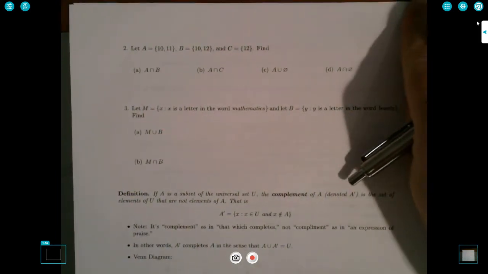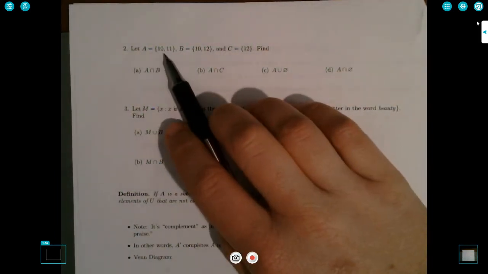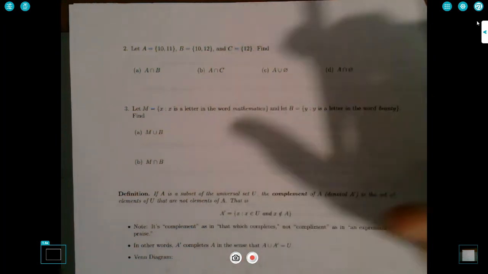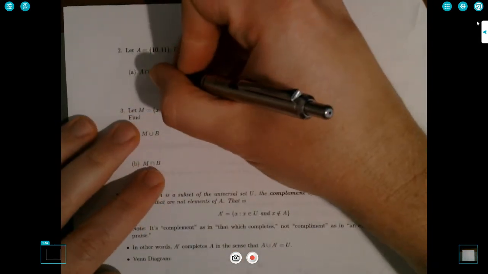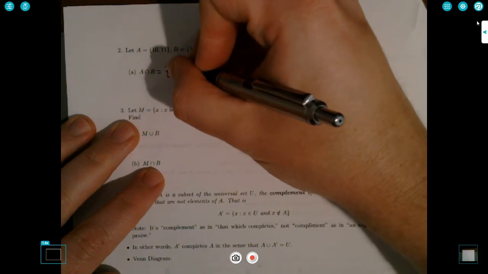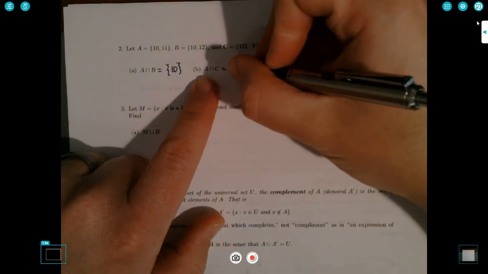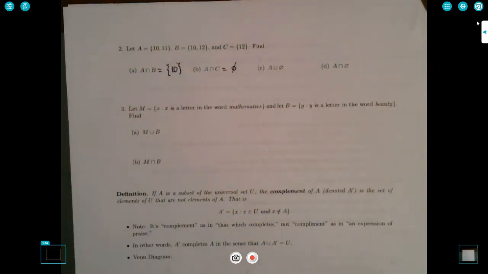Here's some more. We've got A is 10, 11, B is 10, 12, and C is 12. Let's find A intersect B. A intersect B is what they have in common. So in this case, just 10. Part B asks for A intersect C. Well, A is 10 and 11 and C is 12. They don't have anything in common. So A intersect C would be empty, right? It's the empty set.